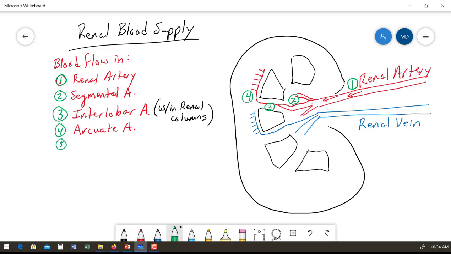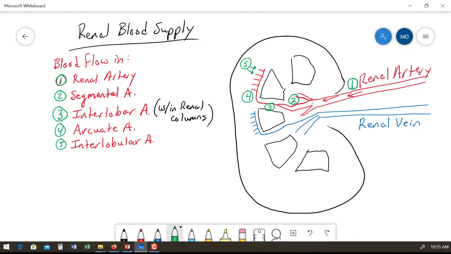And then the blood flows into another smaller set of arteries. And here's where it gets a little confusing. These are called interlobular arteries. Now these are these tiny little spikes up here at the top of the arcuate. Okay, those are interlobular arteries.